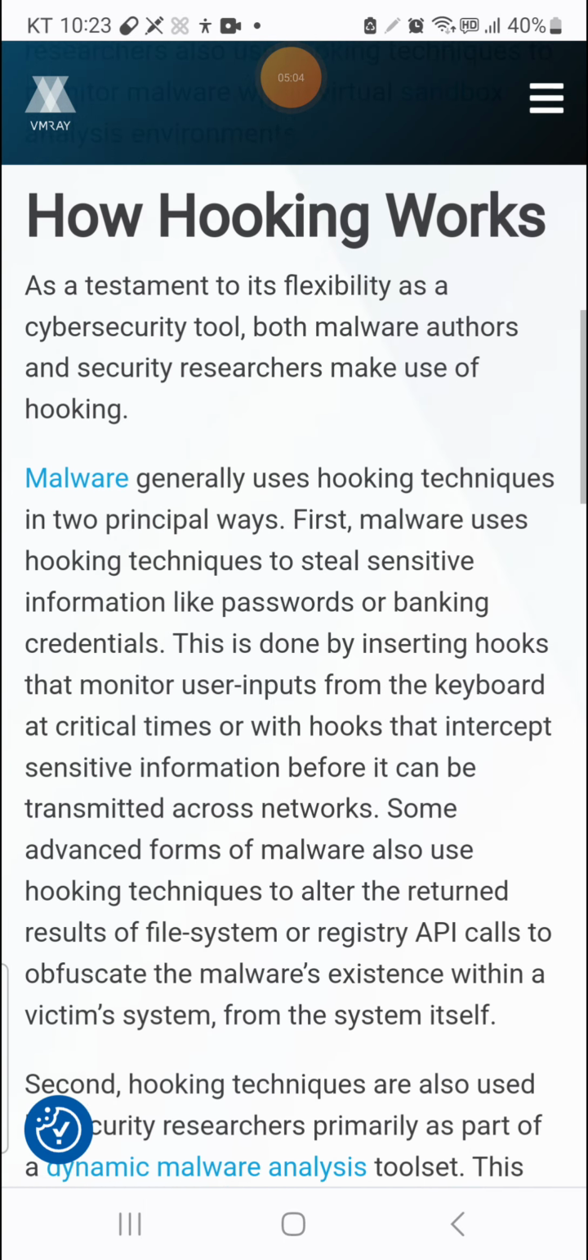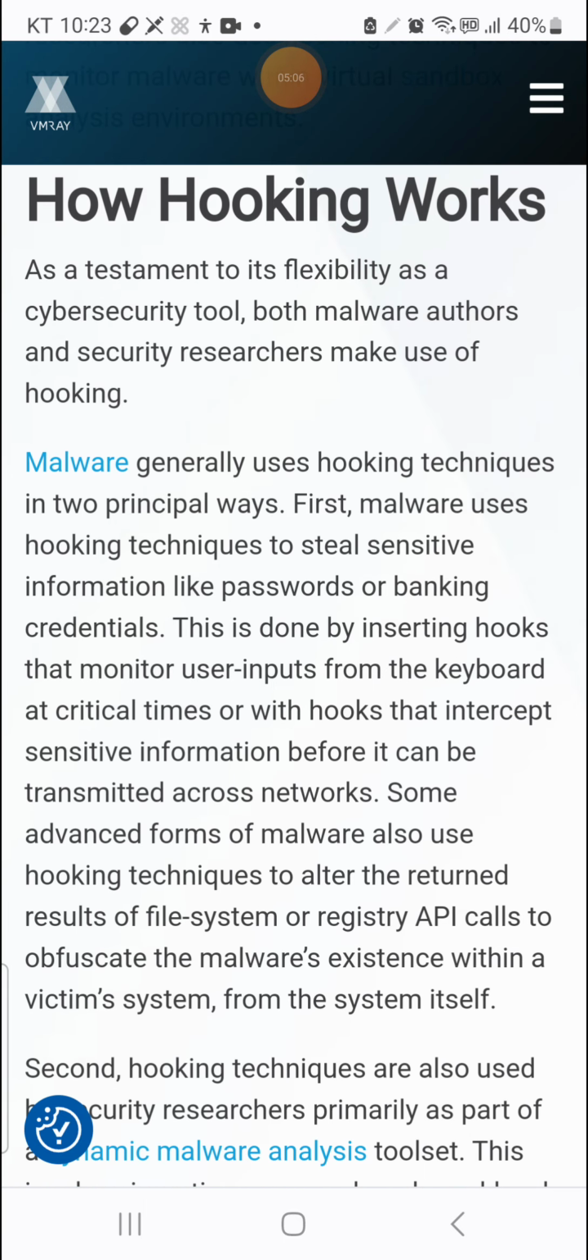Malware generally uses hooking techniques in two principal ways. First, malware uses hooking techniques to steal sensitive information like passwords or banking credentials. This is done by inserting hooks that monitor user inputs from the keyboard at critical times, or with hooks that intercept sensitive information before it can be transmitted across networks.